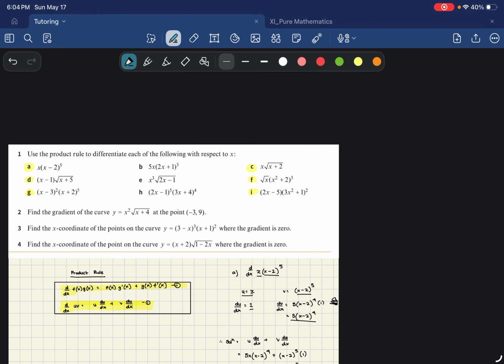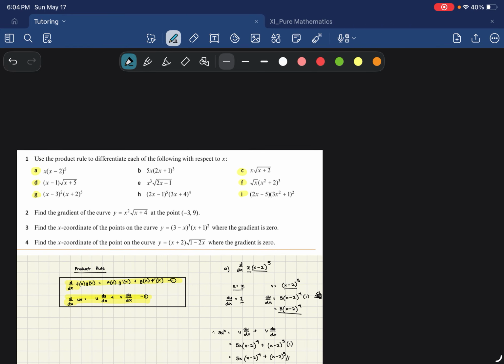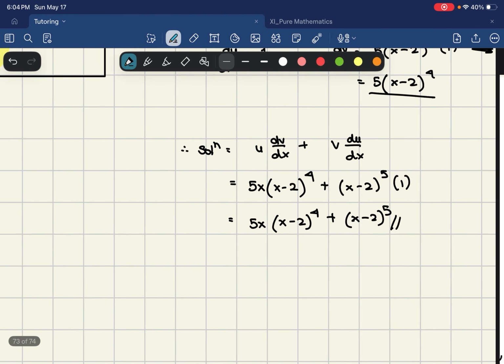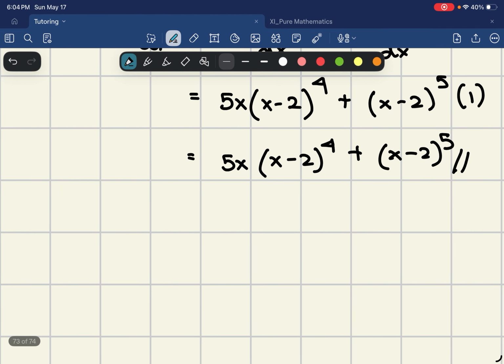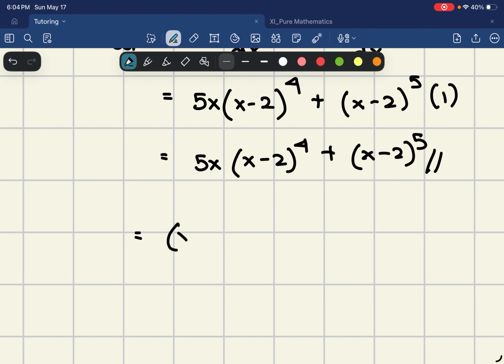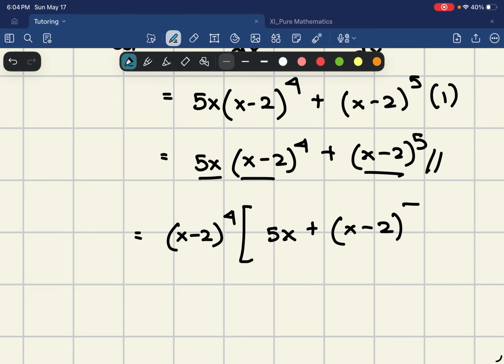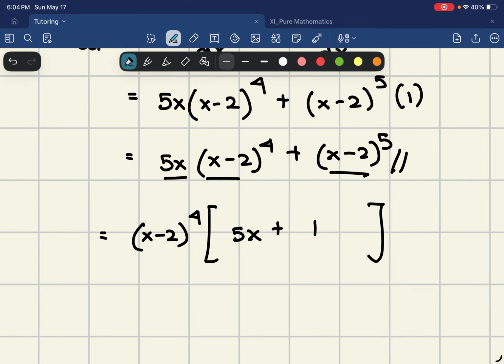Let's see. So I was doing question 1a. The textbook prefers to write it differently. So you can factor out (x minus 2) to the power 4, right? That is the highest power that you can factor out. And you have 5x here, and you have x minus 2.